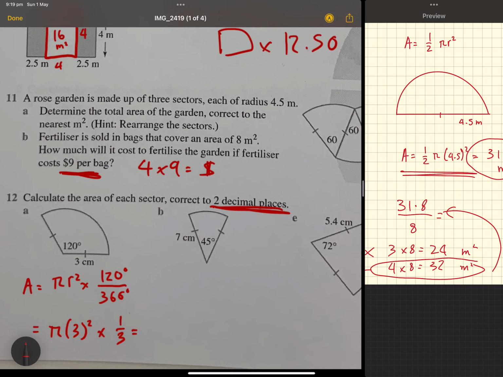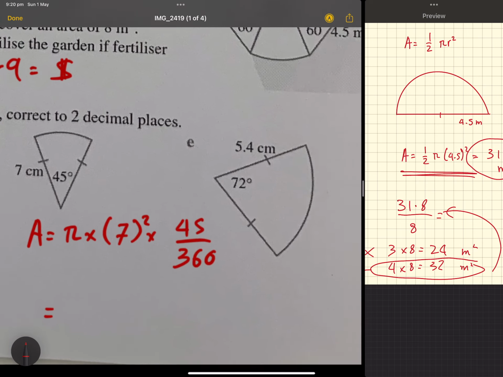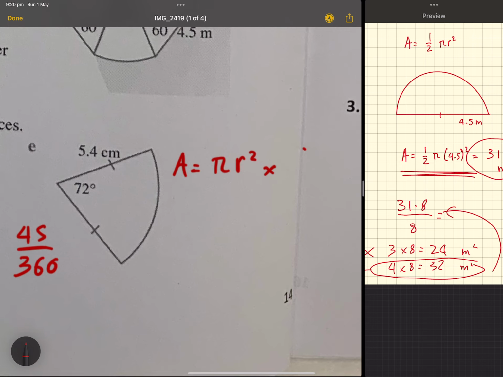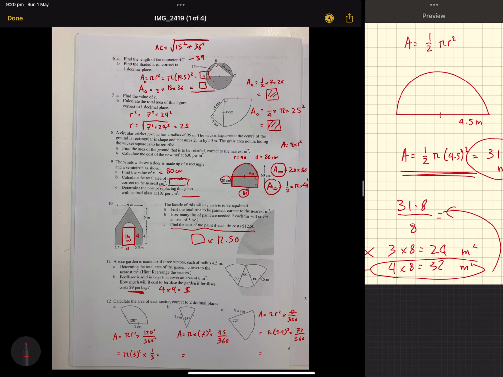Okay, next question. Again, area is equal to pi times the radius squared, which is 7 squared, times the fraction of the whole circle this sector represents. So you're going to have 45 degrees over 360 degrees. You can work that out. Next one is, again, area is equal to pi times radius squared, times theta over 360. So that's going to equal pi times 5.4 squared times 72 over 360. You can work that out on your calculator and get the answer. Okay, hope that helps.